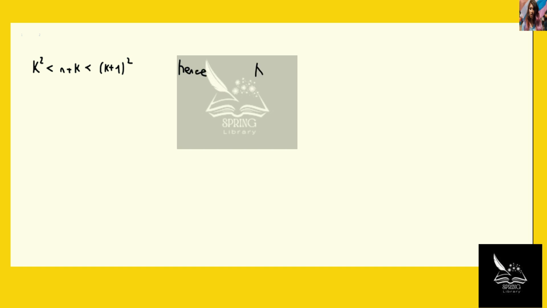So we rewrite the equation that we had before: k squared is lower than n plus k, lower than k plus 1 squared. But n plus k is an integer, so it must be greater or equal to k squared plus 1, because it cannot be k squared, and the next integer is k squared plus 1. And again, it must be lower or equal to k plus 1 squared minus 1, because it's an integer and it cannot be k plus 1 squared. So the maximum value it can be is k plus 1 squared minus 1.